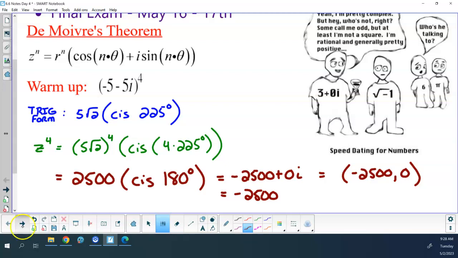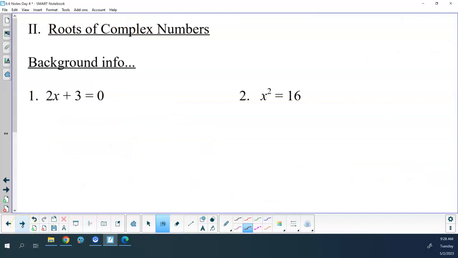Okay? Good times. All right, so today is roots day. We're going to be taking roots of complex numbers with our good friend de Moivre. Okay? So my question to you is, if I gave you this 2x plus 3, and I said solve it, give me the answers, because that's really what roots is. Roots is finding an answer, correct? What would you do for this particular one? What would you do?